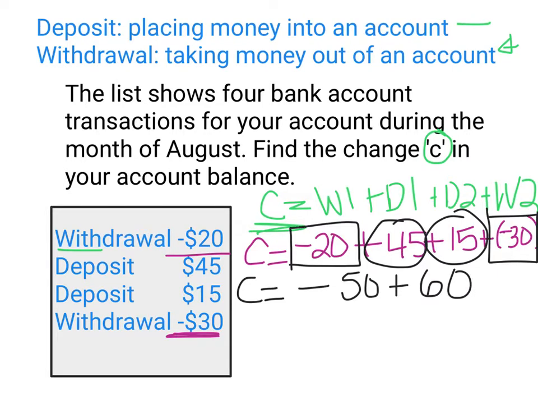Now we only have one positive and one negative number to deal with. So let's go ahead and get this solved. C equals, now which one is going to win, the 50 or the 60? The 60 will win. So we're going to do 60 minus 50, which is 10. And then the positive number is the biggest, so positive $10. That is the change in your account.